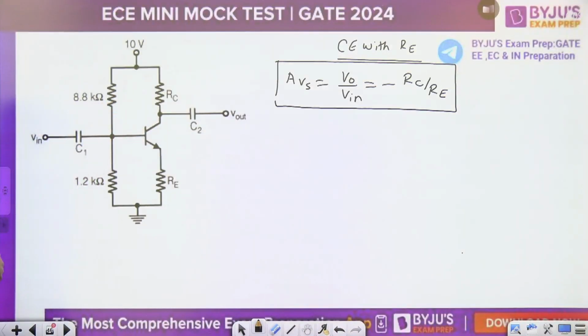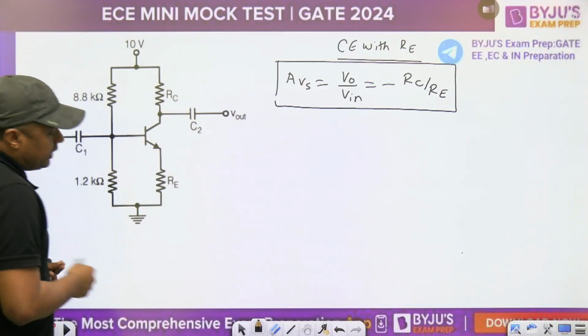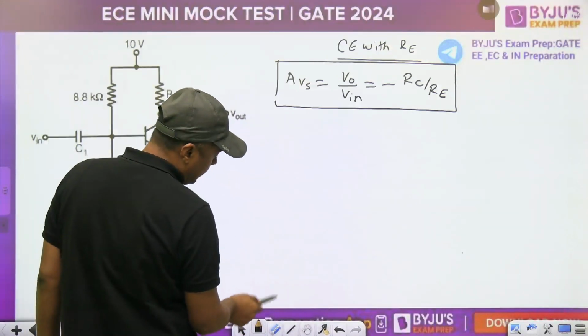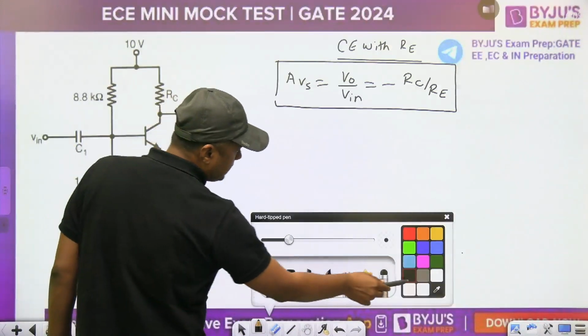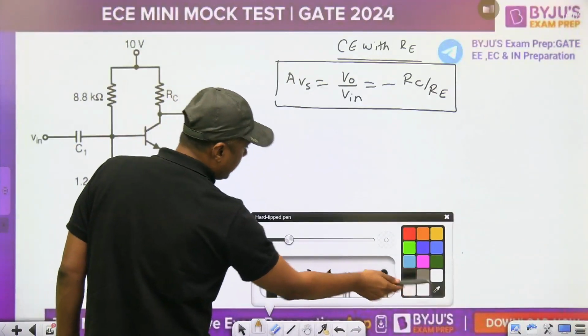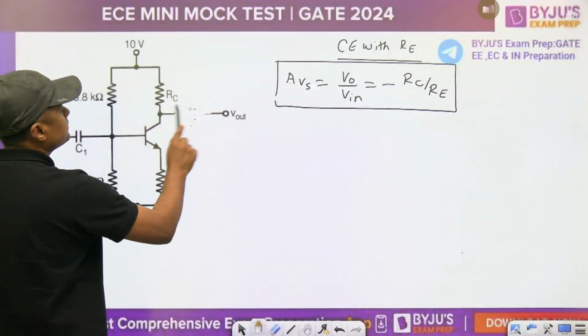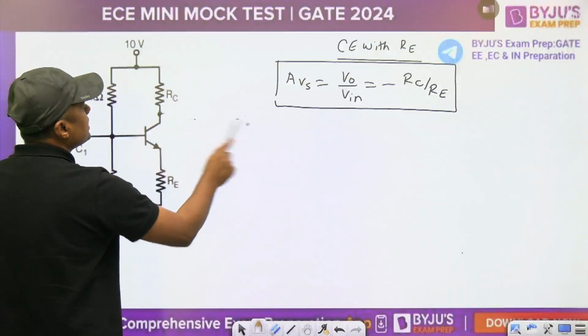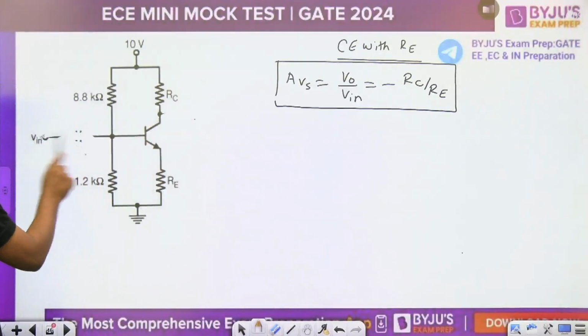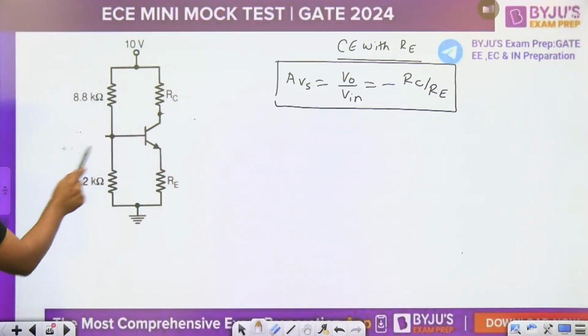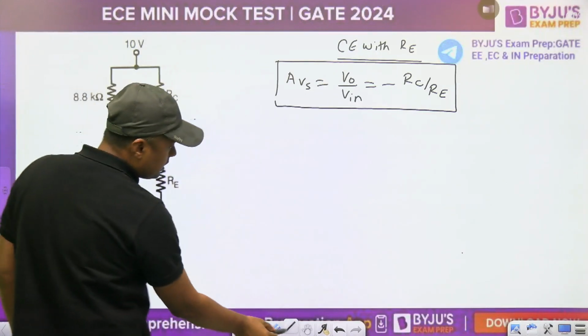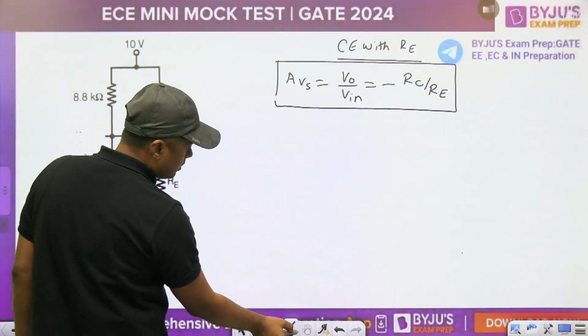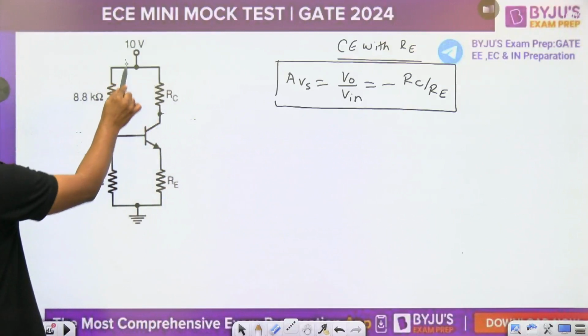And then from the DC analysis, how can we find the RC by RE? First of all, make this capacitor open circuit. You can remove this capacitor because under DC analysis, this will act as an open circuit. Very first work. Then the second work is what? Apply Thevenin's from this point to this point.